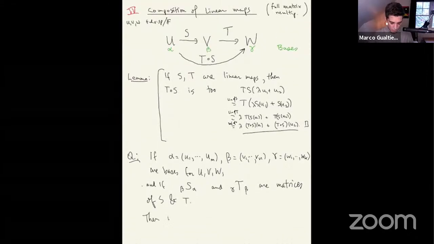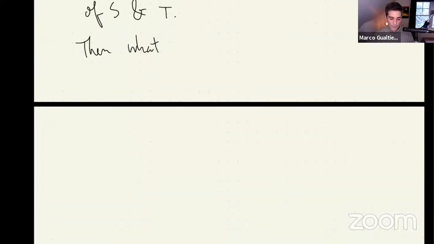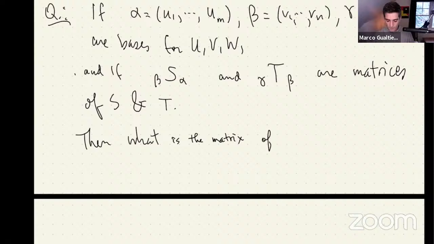Then what is the matrix of S composed T? Actually, I'm just going to drop the composition symbol, because it should be obvious when I put two linear maps together. When I put them next to each other, you should understand that there's a composition there. So people don't usually write the little circle.